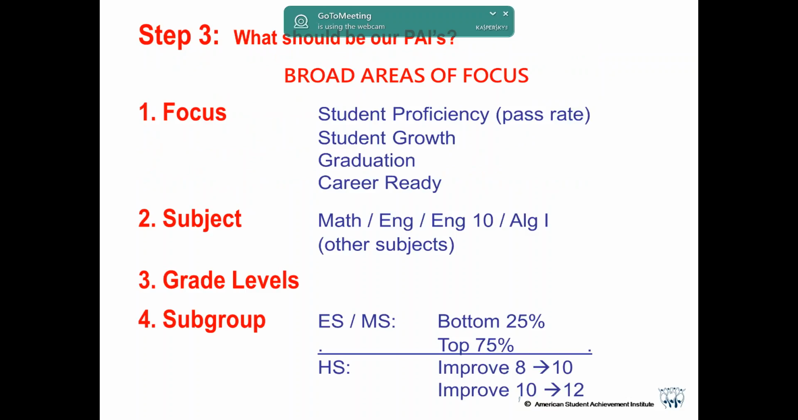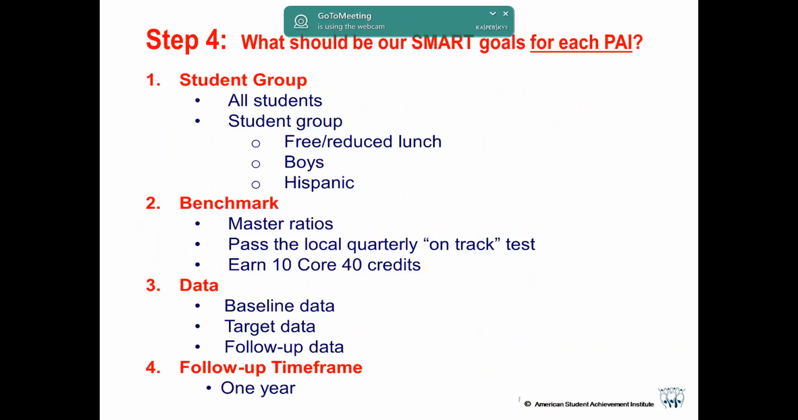Then do all the PAIs first, and then go back to your first PAI and say, okay, for this PAI, we're concerned that our 3rd graders in the bottom 25% are not doing well in math. After we've got that PAI written, we're going to do our SMART goals. The SMART goals are going to be those specific, narrow targets underneath the PAIs. So this just takes some rolling up your sleeves, get out a flip chart, and start playing with what those broad areas would be, and then what the specific targets would be under those.